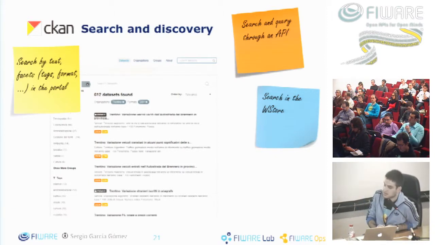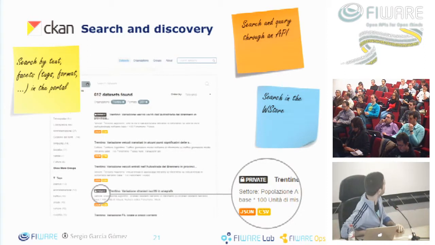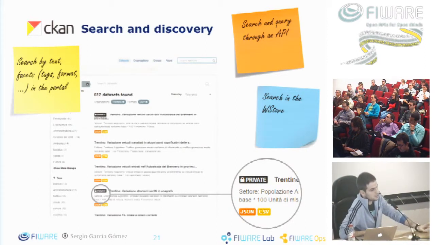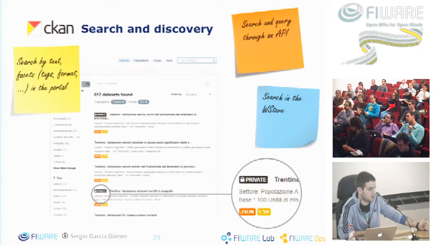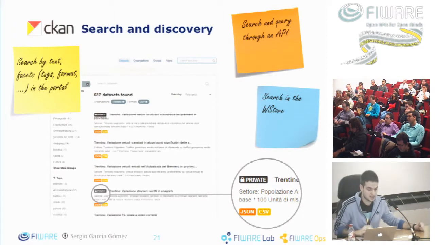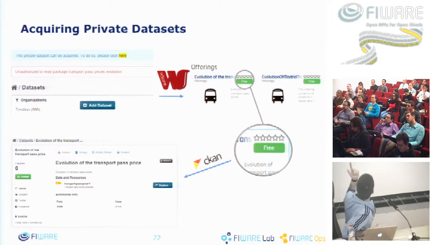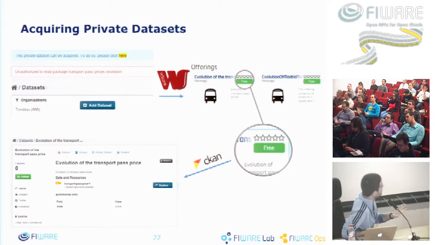As can be seen, there are some datasets that have a label called private. When you see this label, it means that you cannot access the dataset because the provider has chosen to make it private. So if you want to access this data, you have to click on the dataset, and you will get an error message and a link that redirects you to the store. In the store, you will see all the offerings that contain this dataset, and you can acquire it.